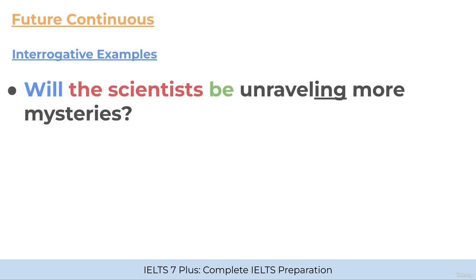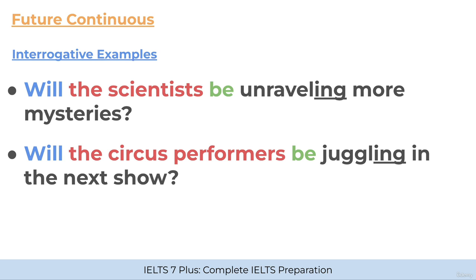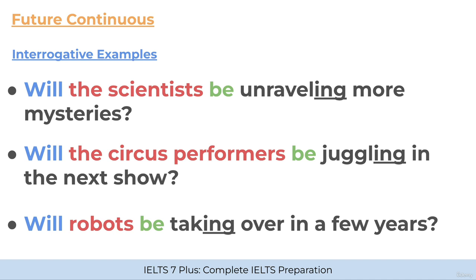For example, will, okay, that kicks things off this time. Will the scientists, that's the subject, be unraveling more mysteries? Okay, we've got an interesting example this time. So you can see how the questions are formed, very similar to future simple, but you don't want to forget those next steps of adding the be and the present participle. Will the circus performers be juggling in the next show? Will robots be taking over in a few years?